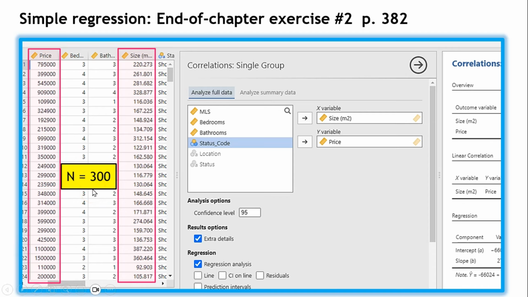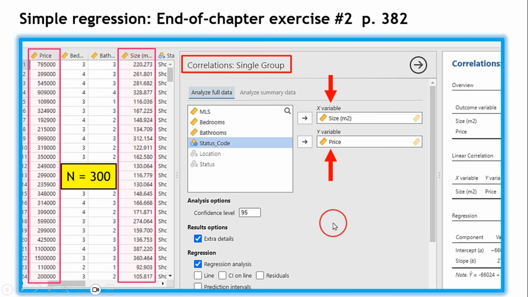So then you go to ESCI and click on ESCI, and then go down and select Correlations, Single Group, and from there we can get the regression. And so you bring the price variable over to the Y variable and bring the size variable to the X variable. And then go down below and you see there are some tick boxes that you can check.